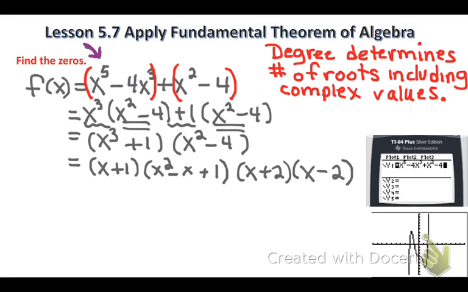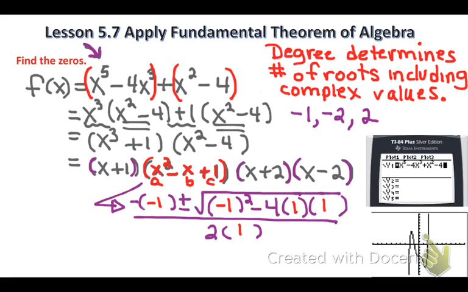At this point, I can see that the x plus 1 would give me a solution of negative 1. X plus 2 is negative 2. The x minus 2 would be a positive 2. So I need to deal with the trinomial. So let's use the quadratic formula on this one. Our quadratic formula states negative b plus or minus the square root of b squared minus 4ac, all over 2a. And I labeled the parts of our trinomial as a, b, and c and included them in the formula.